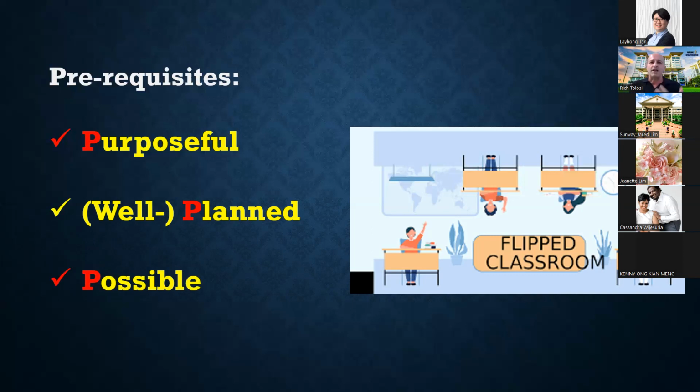And then the other thing we need to think about is to what extent it's possible. Is it something we can possibly achieve in a flipped classroom setting? Or is the content too complex? Is it too difficult? Is it something they won't be able to grasp in that situation? So we need to really critically think that through before we spend all the time and energy putting together that flipped classroom lesson.